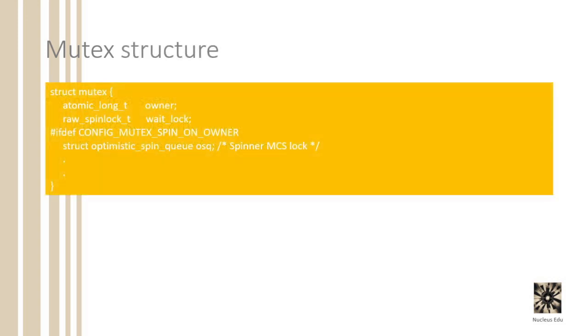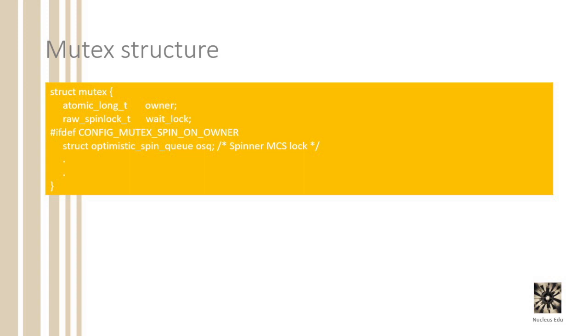Let's look into the mutex structure that the Linux kernel provides. I have removed a lot of code from here because some of it is relevant to debug logs, and some of it is a lock dependency map for debugging, which is not relevant to this session and would just add clutter.